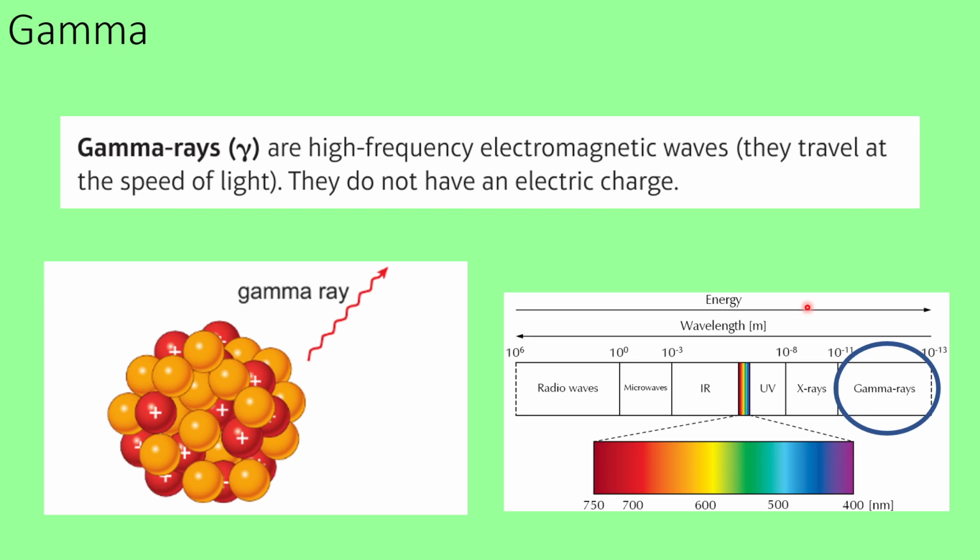Finally, we have gamma rays. Gamma rays you should have already looked at in CP4. They are part of the electromagnetic spectrum. They're the highest part of the EM spectrum, which means they also have the highest energy. They travel at the speed of light, and they do not have an electric charge. They also have no mass. So they have no mass and no electric charge.